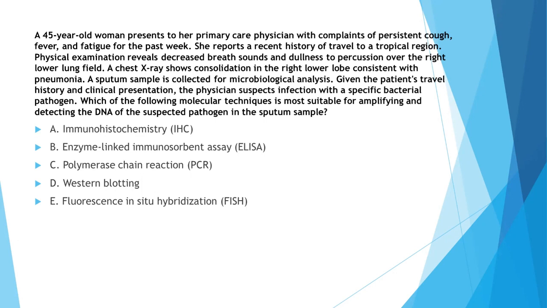Given the patient's travel history and clinical presentation, the physician suspects infection with a specific bacterial pathogen. Now, which of the following molecular techniques is most suitable for amplifying and detecting the DNA of the suspected pathogen in the sputum sample? Immunohistochemistry, ELISA, polymerase chain reaction, Western blotting, or fluorescence in situ hybridization?